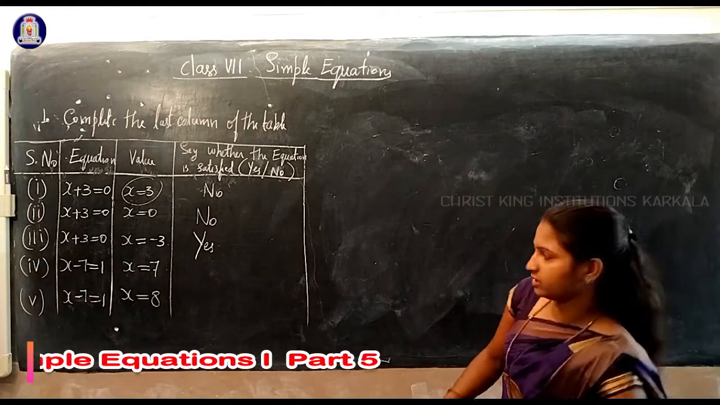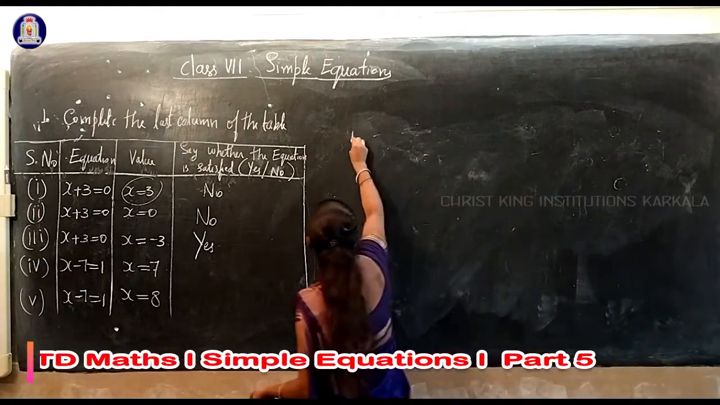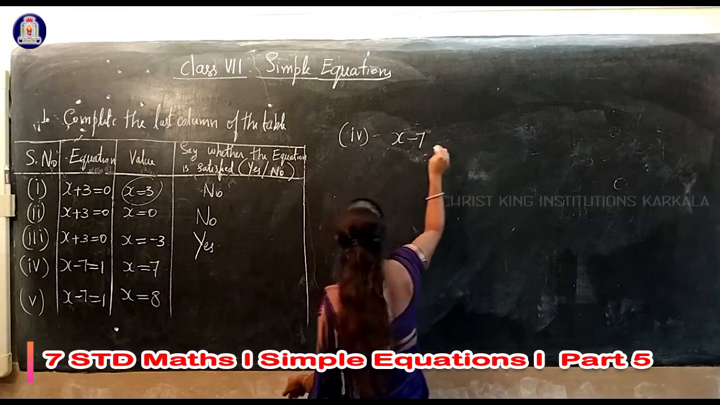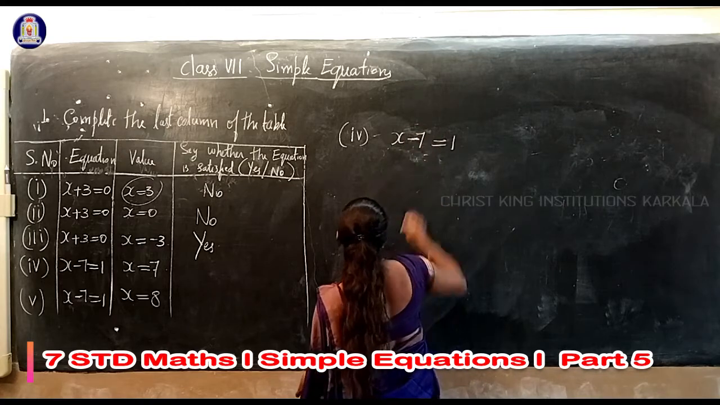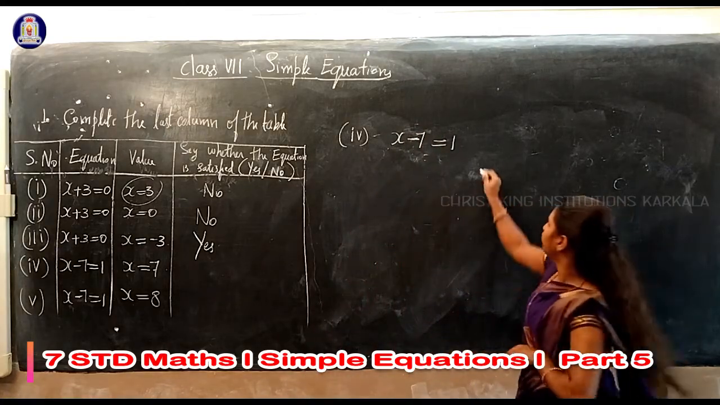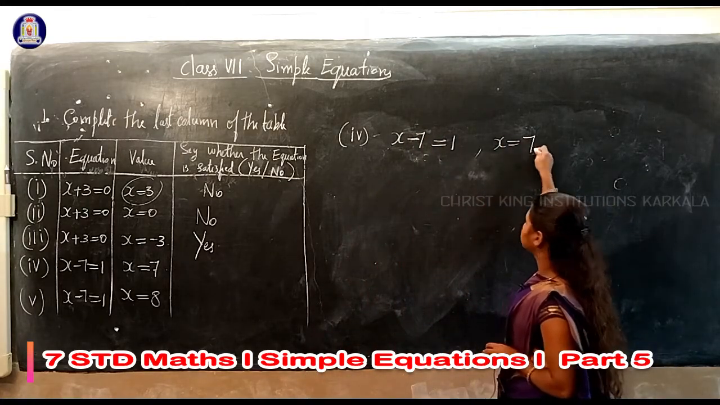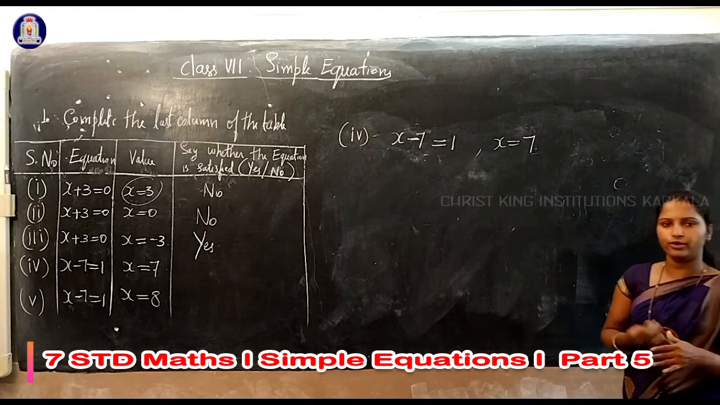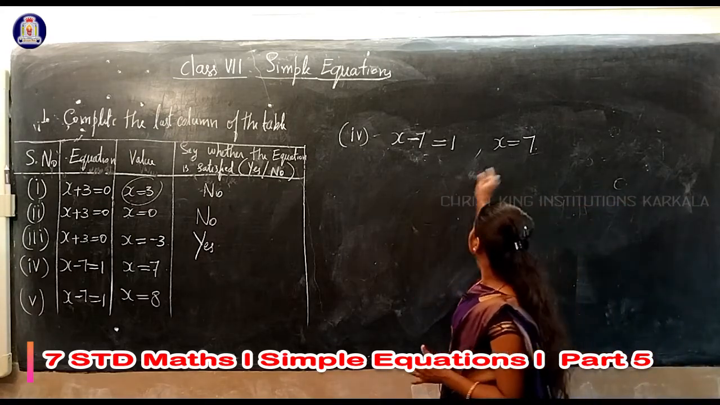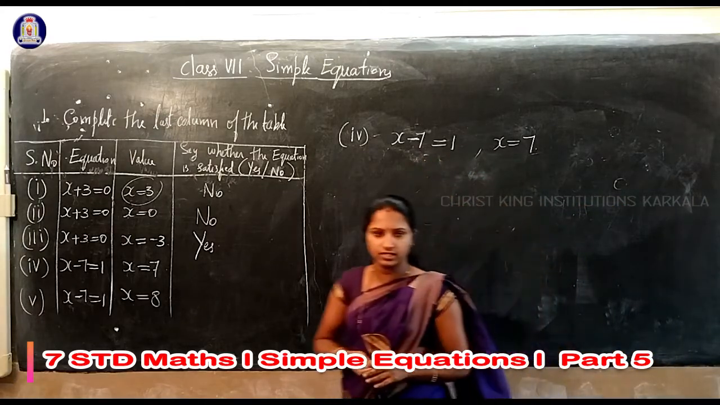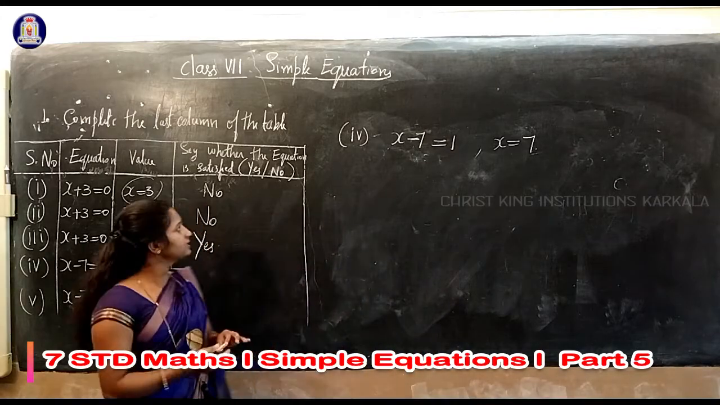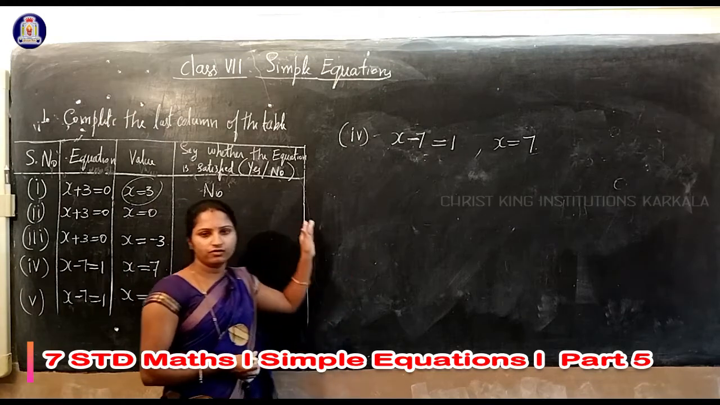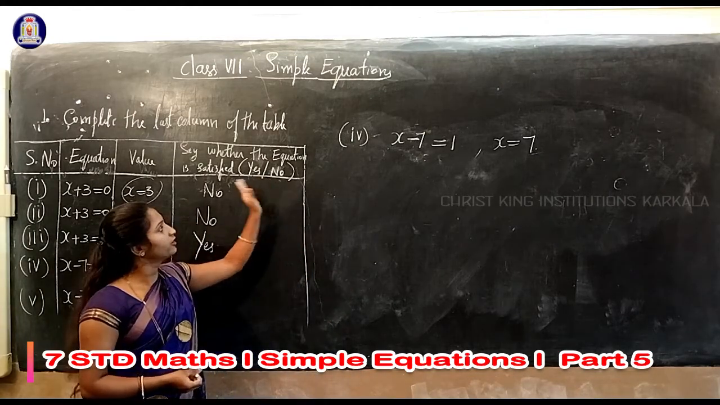We'll see the fourth equation. The fourth equation is x - 7 = 1. The value of x given is 7. So x = 7. Now what you have to do is check whether this value of x is a solution for this equation or not. Means whether the equation is satisfied, yes or no.